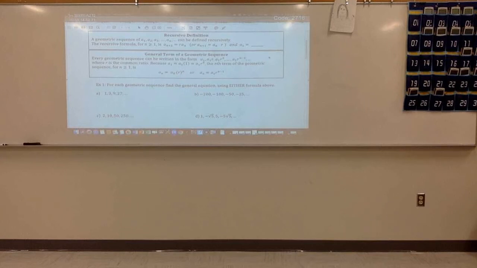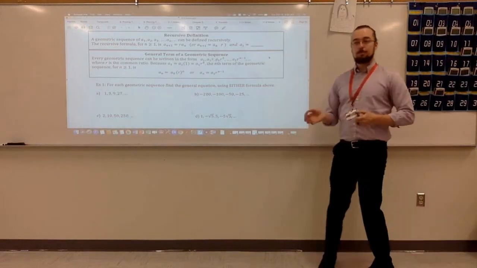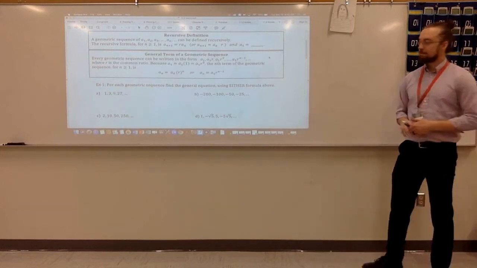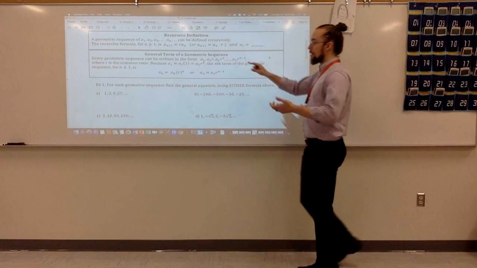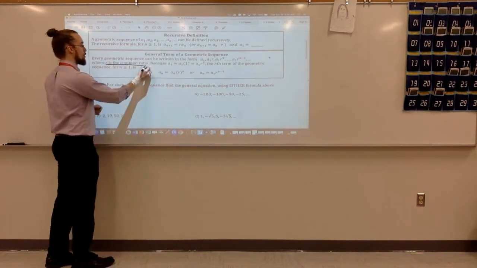Alright, this final section in chapter 11 is about geometric sequences and series. So, arithmetic sequences, where we were adding the same term every time. Geometric sequences are where we are multiplying by the same number every time to get the next term. This r is called the common ratio.